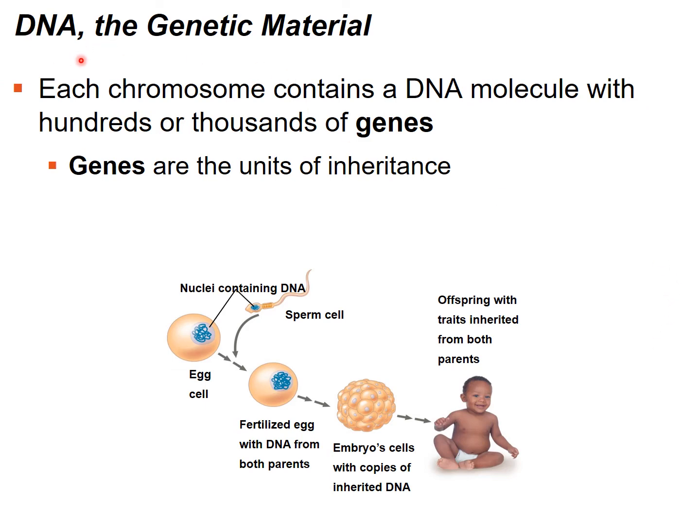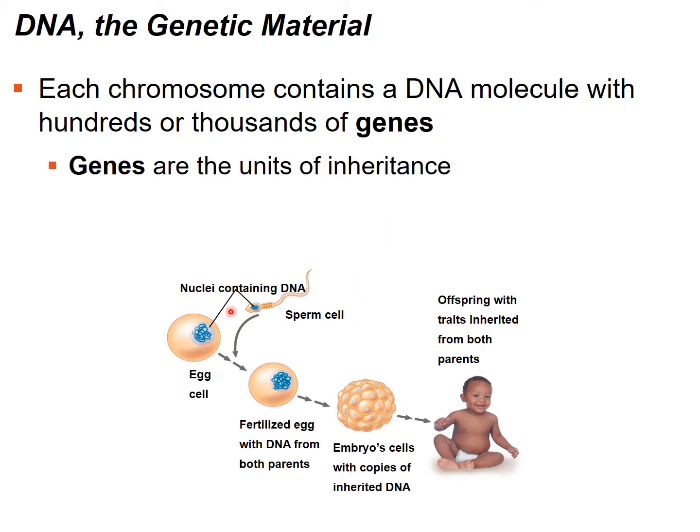As I just mentioned, DNA, or deoxyribonucleic acid, is considered the genetic material. The DNA is going to make up the chromosomes, and the chromosomes are made up of a DNA molecule plus proteins. Within the DNA molecule, there are many, many genes, hundreds of thousands of genes. The genes are the units of inheritance, so genes are passed down from one generation to the next. Now, you as an organism are a combination of genes from your mom and from your dad.